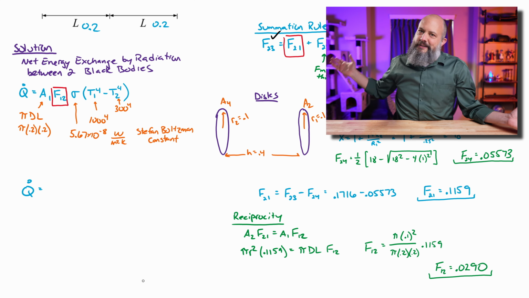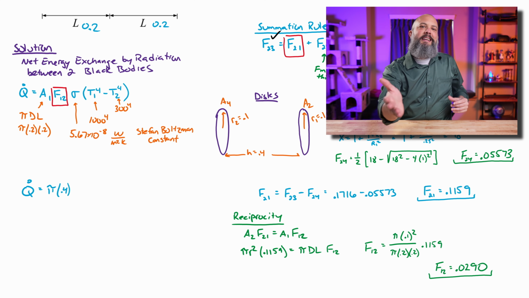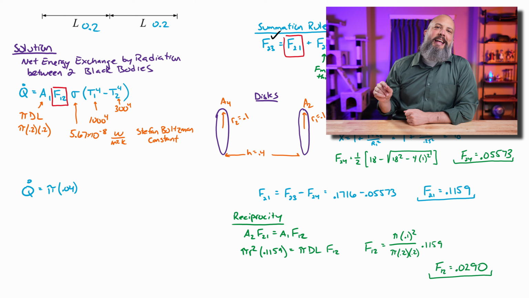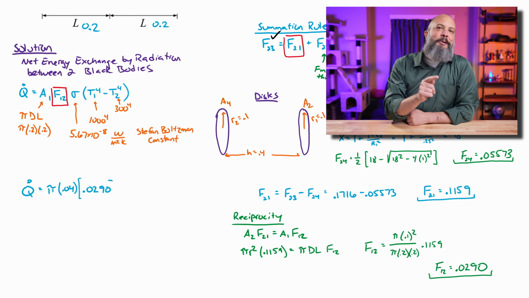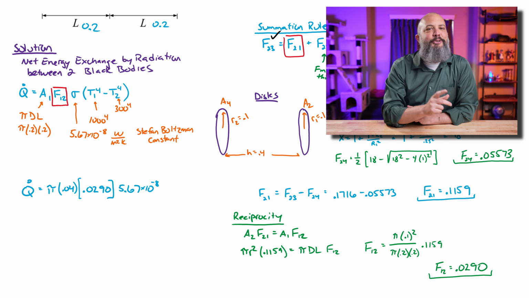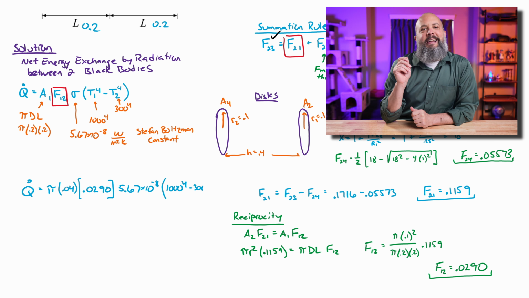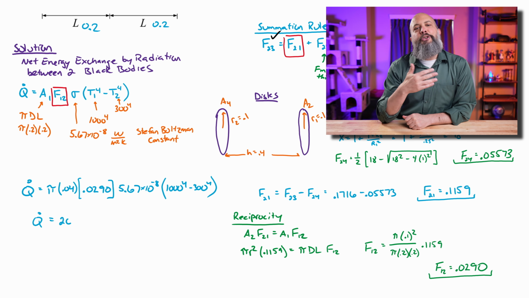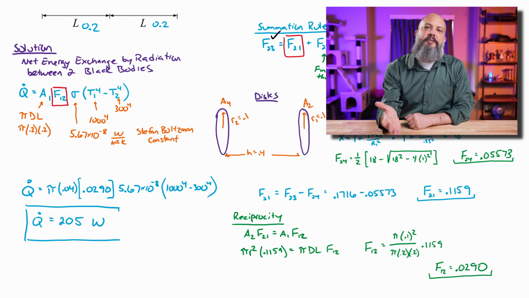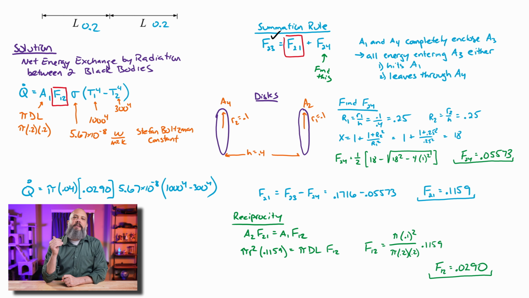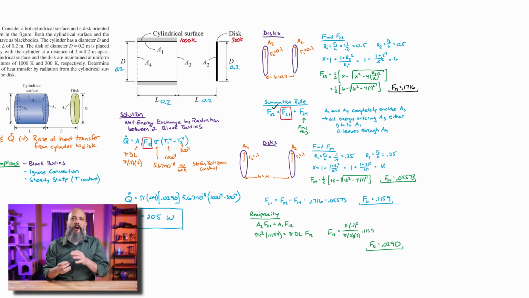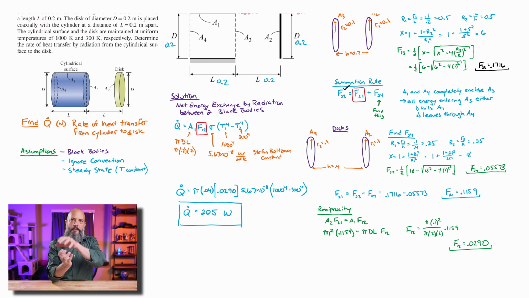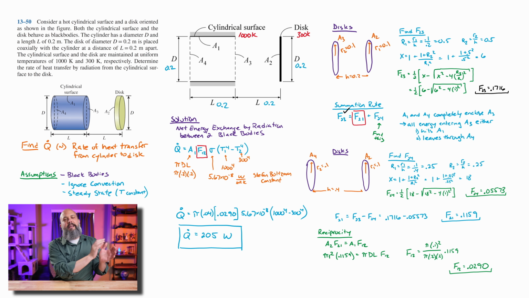And with that, this is finally a plug and chug problem. I can throw this 0.029 back into my net energy balance by radiation between two black bodies equation, and I get Q dot equals 205 watts. So 205 watts are emitted by radiation from the pipe to the disk, and that ignores convection.